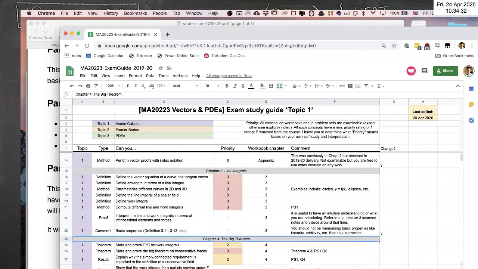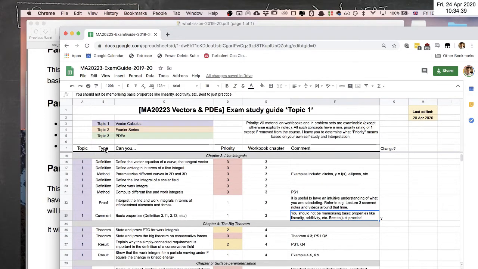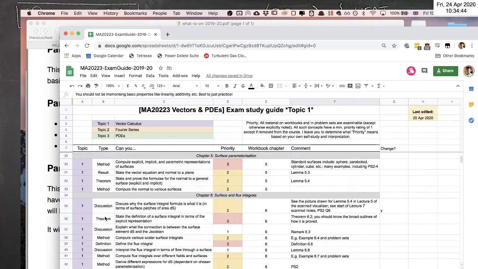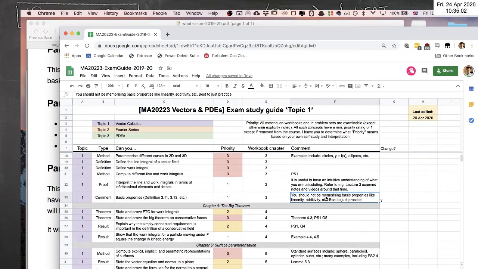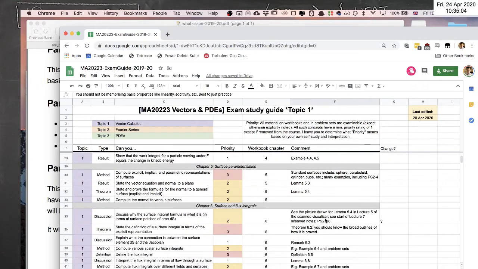What other changes are there? I've clarified in certain parts things like discussion. So if you look at this type column, I've written things like discussion elements. There's a discussion element here on line 35: discuss why the surface integral formula is what it is in terms of the surface patches of area dS. So when I redid this spreadsheet for this year, I've added in some additional comments into that section. So that's why you see the yes for here and for there, okay?